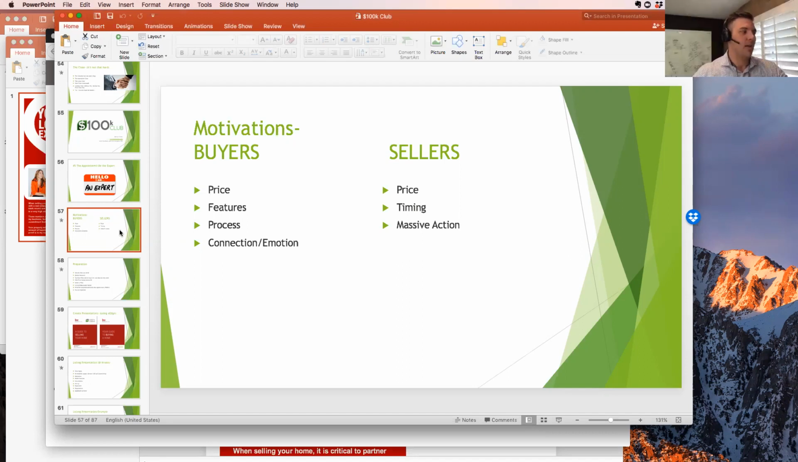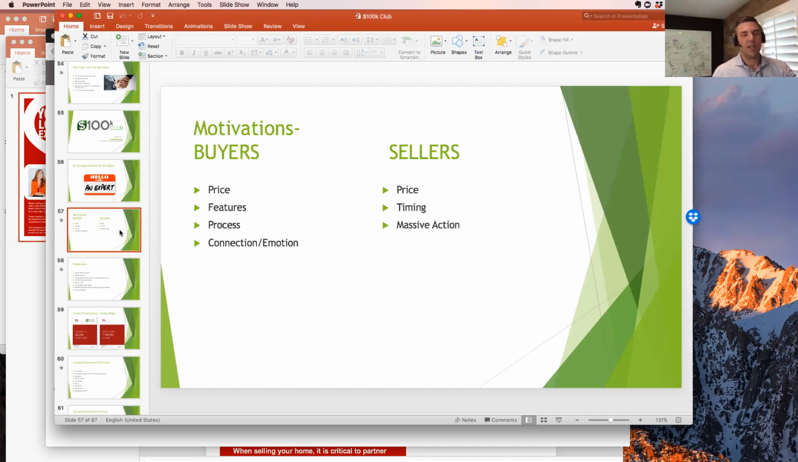So real quickly, generally speaking, the underlying motivation for most buyers is price. They want to get a great deal. Features, they want to make sure they're getting the right house. They want to have a comfort level with the process. And for the buyers, it's more important that they have that connection, that emotion, because you're going to be spending a lot of time together, and they want you to celebrate the house that they're moving into.